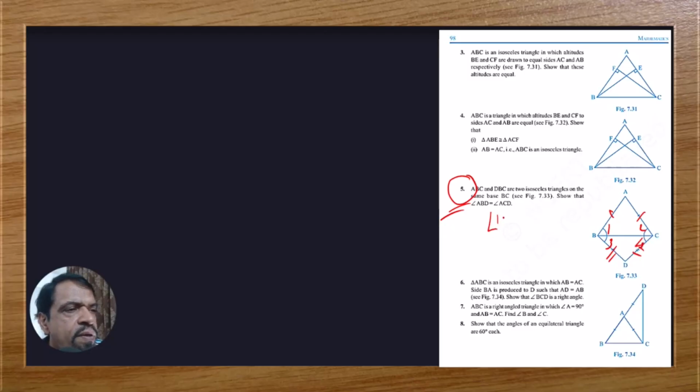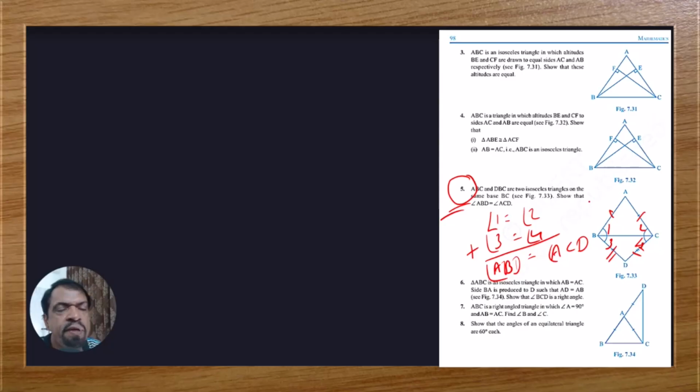So 1 equal to 2 and 3 equal to 4. So we will add them, 1 plus 3. 1 plus 3 means this ABD. 2 plus 4 means ACD. They are equal without congruency. Some questions might be asked without congruency, only your concept should be clear. Now see, question number 6 is most important, and 7th and 8th are very easy. But see the question 6.